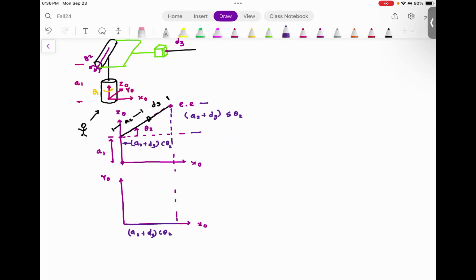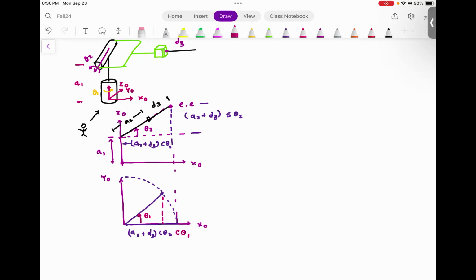Do you agree with me? But if your theta 2 changes, then this is going to sweep, which means if your theta 1 is somewhere over here, then please note that your distance here is going to be A2 plus D3 cosine theta 2 multiplied by cosine theta 1. Do you agree with me?